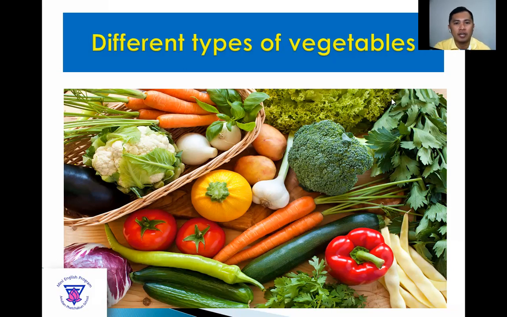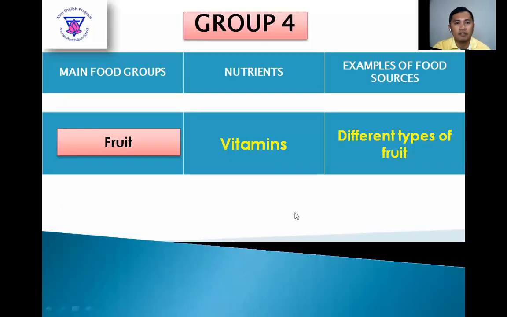Now let's go to the next page. Next, in group 4, the main food group is fruit. This time it is fruit. The nutrients that we can get are, of course, vitamins. From some fruits we can get vitamin C and vitamin A and so on. Now, the examples of food sources.